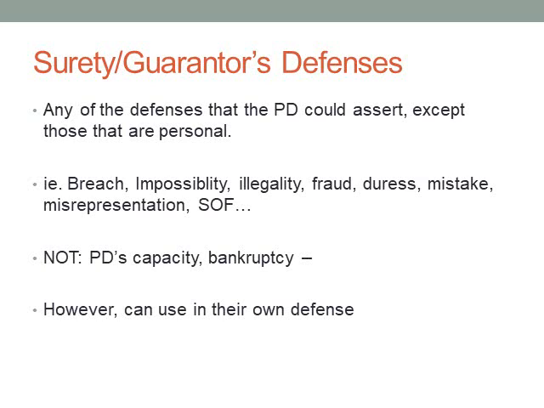And these are all of the same defenses in ordinary contract law that we've talked about. So if the principal debtor can say that the creditor breached the contract, or that it's an illegal contract, or it's impossible, or it was obtained by fraud, duress, mistake, misrepresentation, it violates the statute of frauds. If the principal debtor could make those arguments against the creditor, so can the surety.